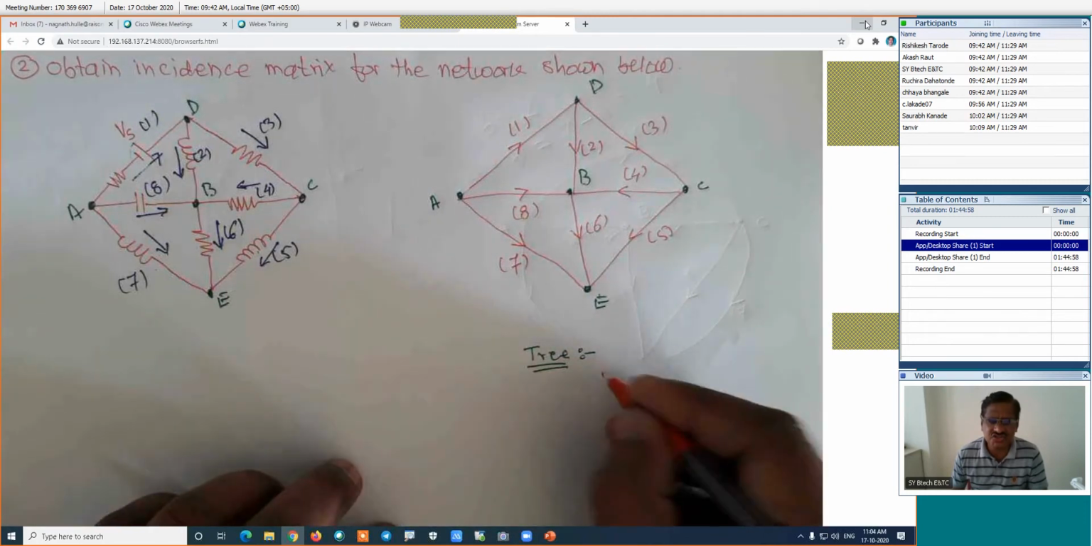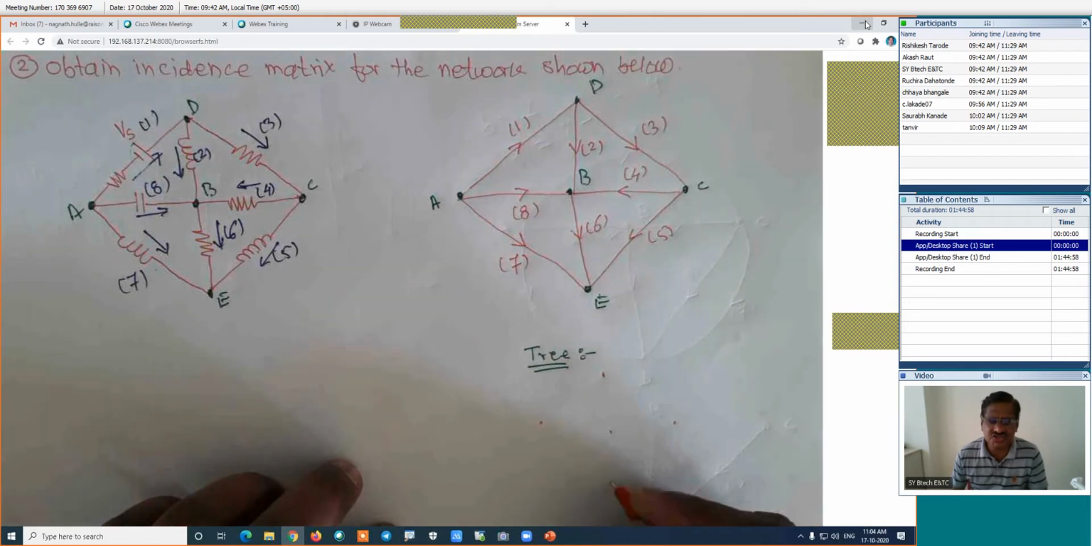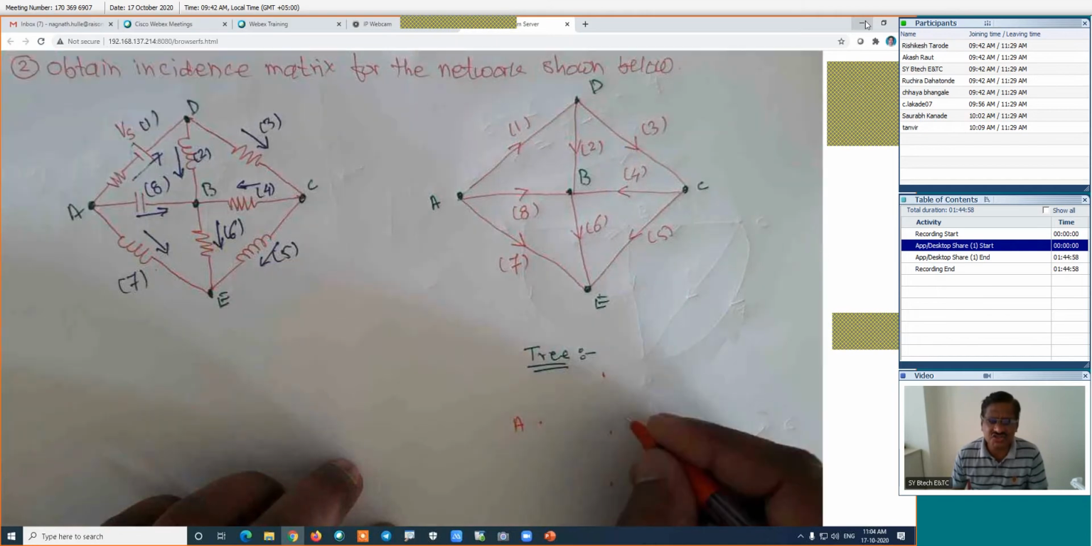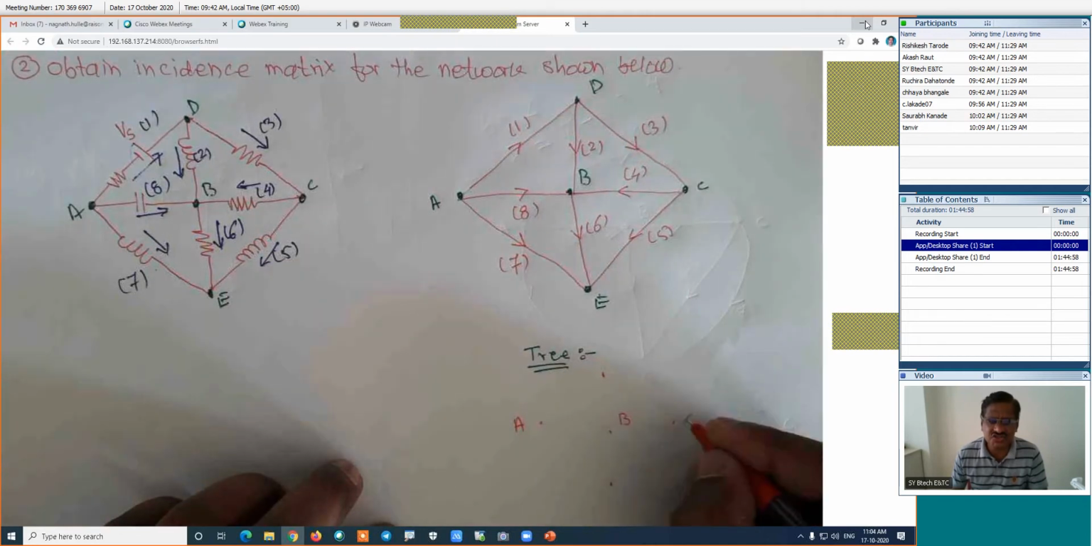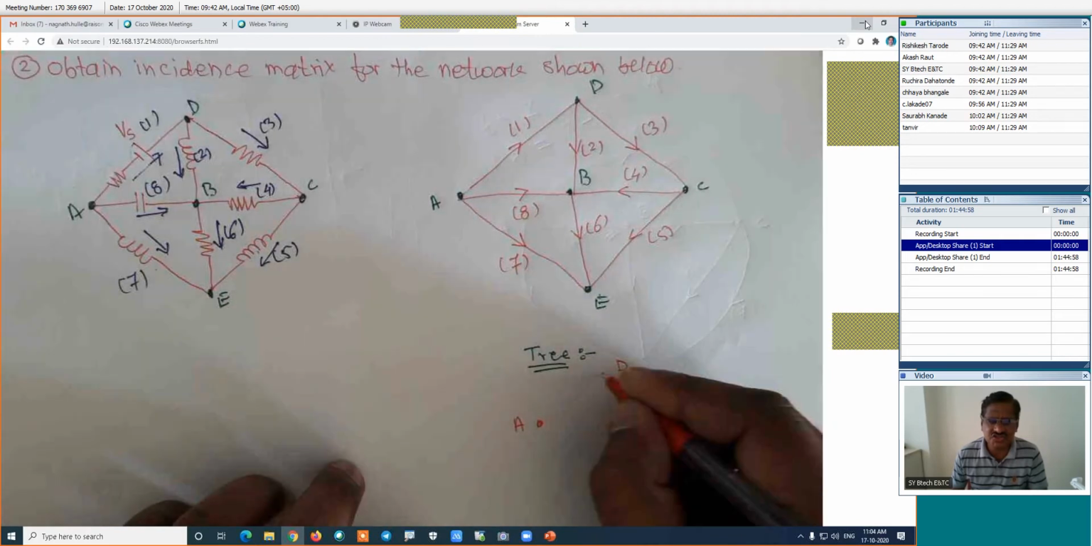Suppose this is one node, second node, third node, and this is the fourth and fifth. This node is the node A. This is the node maybe B. This is the node C. This is the node D, and finally it is the node E. These are the nodes first I have drawn, and I am planning to draw the tree. How will be the tree?